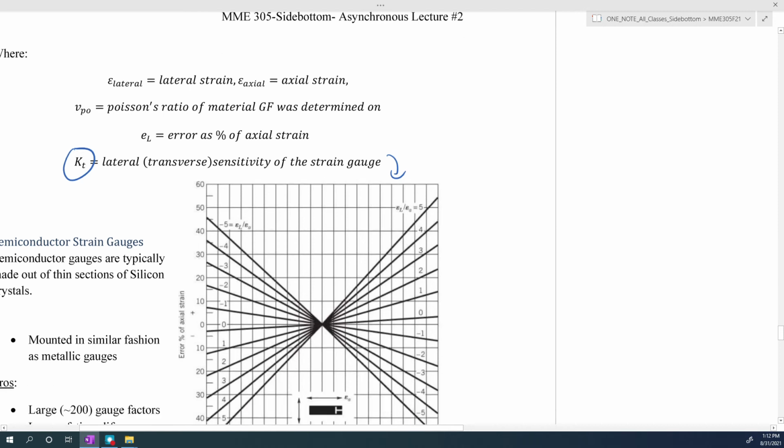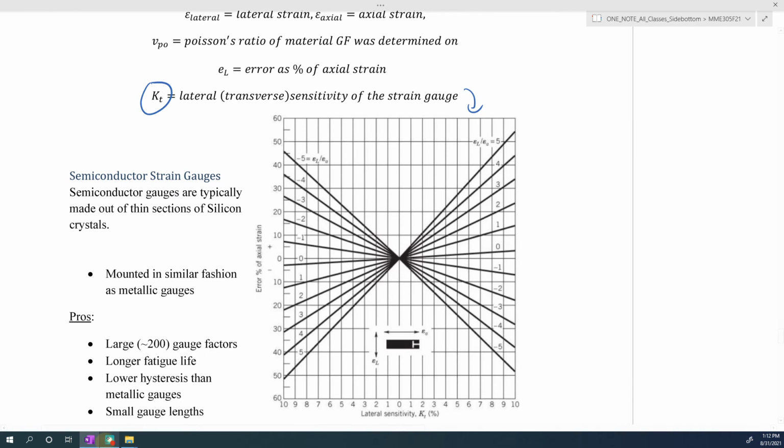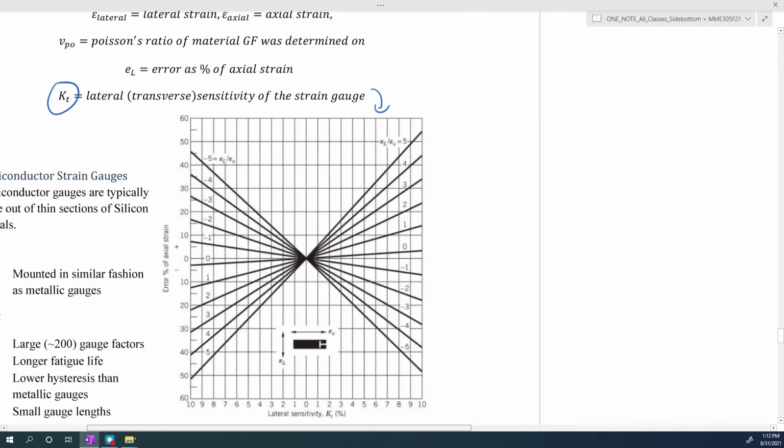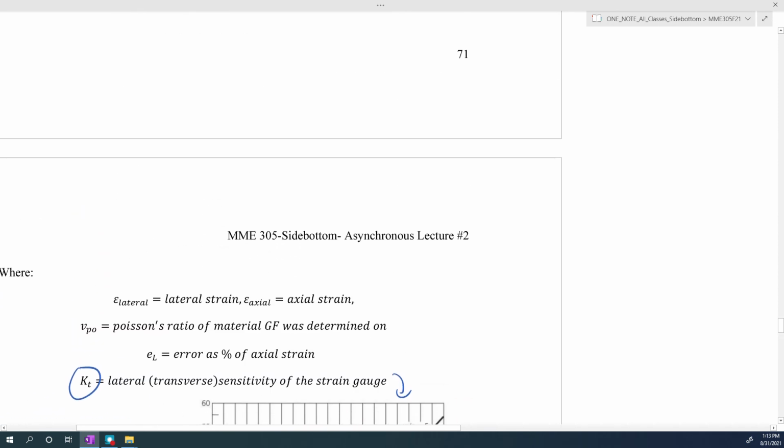If we know the ratio of EL and EA, and we know the lateral sensitivity value, which is typically given by the manufacturer, you can then determine how sensitive the value would be, or what the error would be.